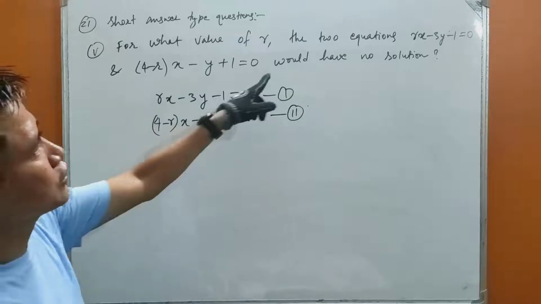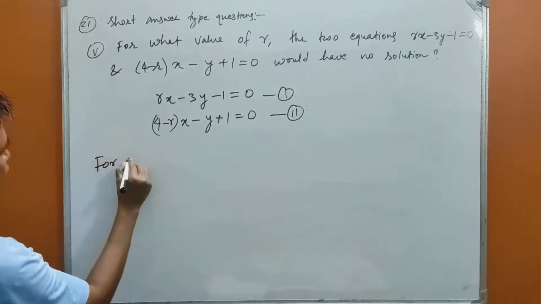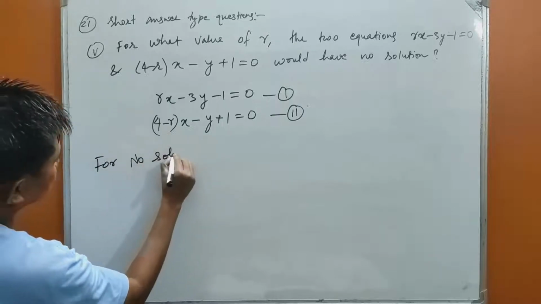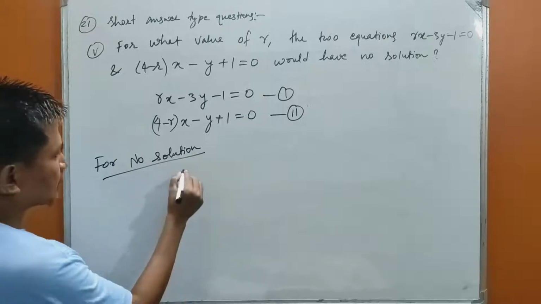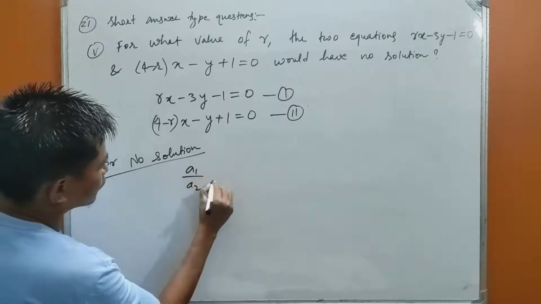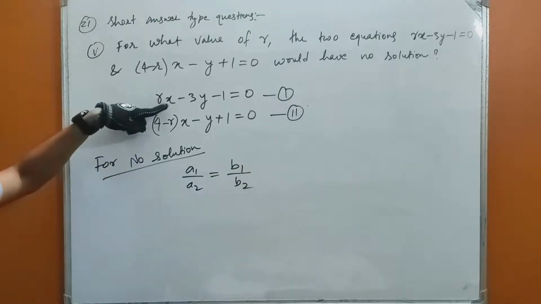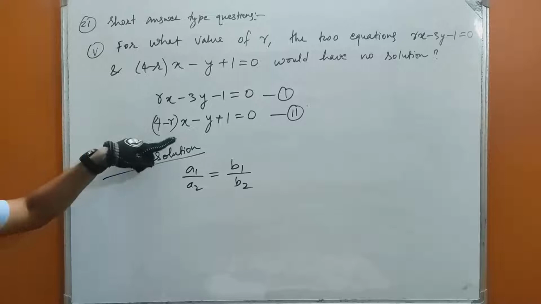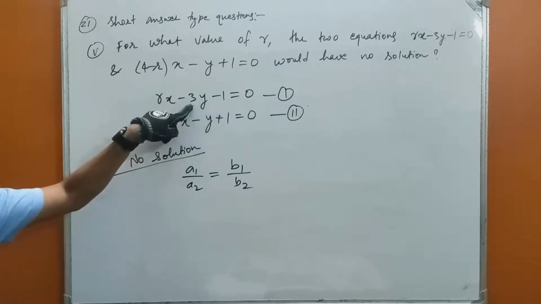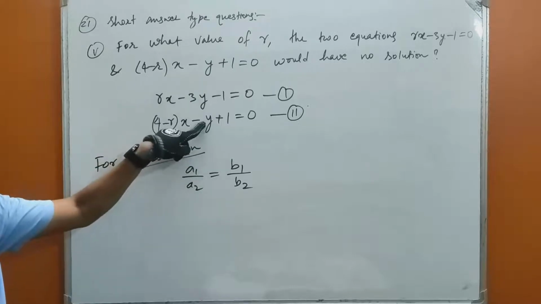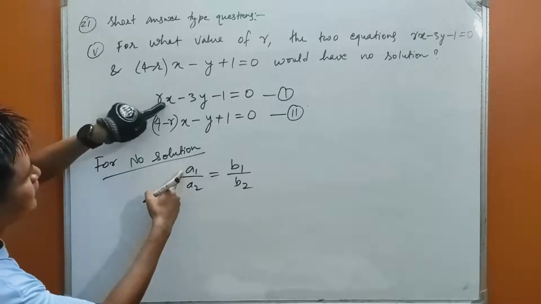So condition is would have no solution. No solution means the two lines will never meet each other, isn't it? In that case, a1 by a2 should be equal to b1 by b2, isn't it? A1 means the coefficient of x in equation 1 and A2 means the coefficient of x in equation 2. B1 means the coefficient of y in equation 1 and B2 means the coefficient of y in equation 2. Okay, so let us put the value. Or A1 means r.